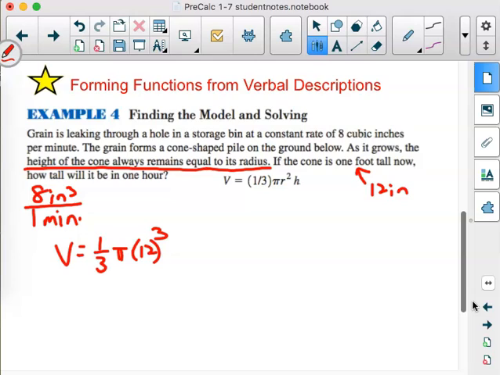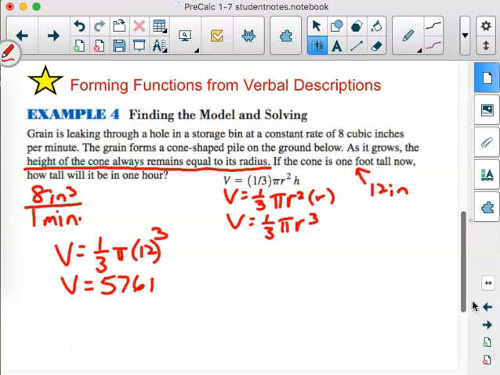Now, where'd that come from? Remember, they said the height and the radius are always going to be the same. So I'm just going to put those two r's together and get 1/3 pi r cubed. Now that's definitely unique to this cone. That's not always the case. They gave us that information. So now we take 12 cubed, multiply it times 1/3, and it comes out to 576 pi.